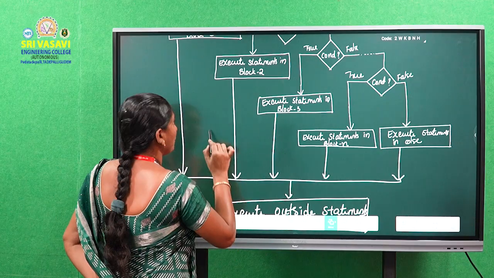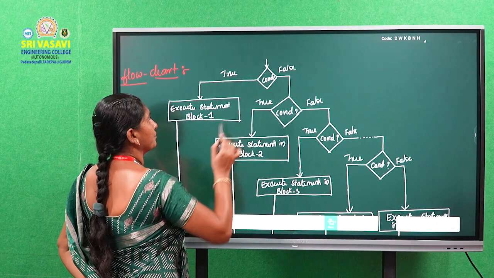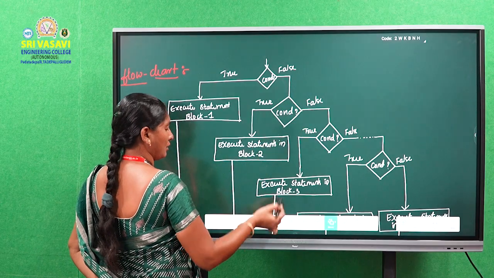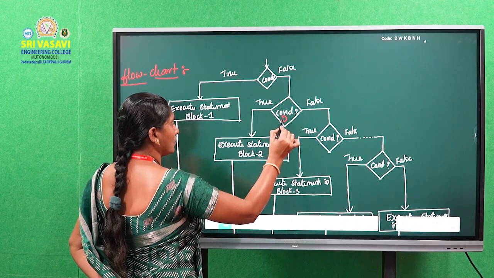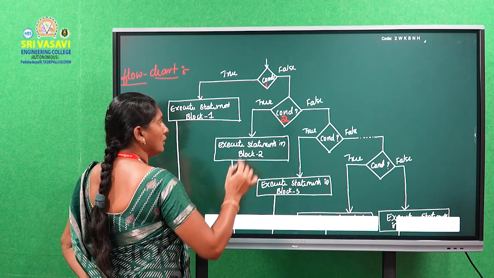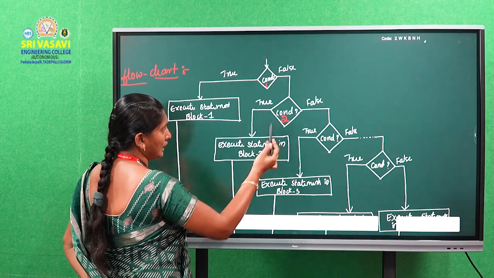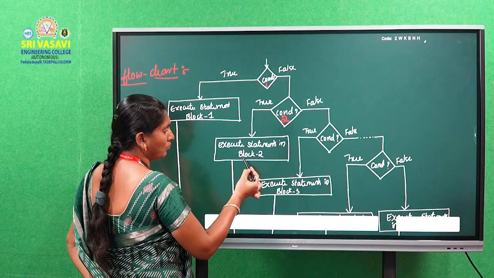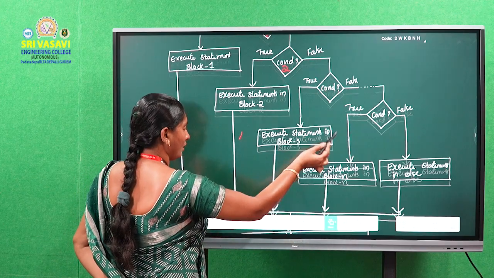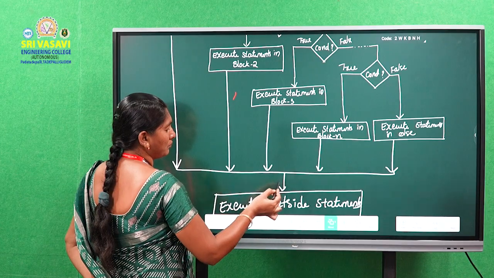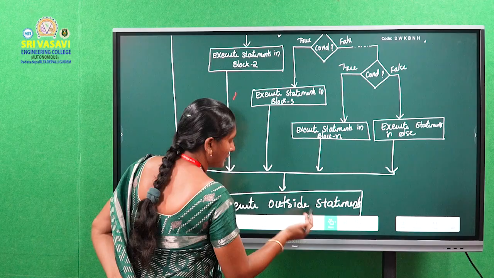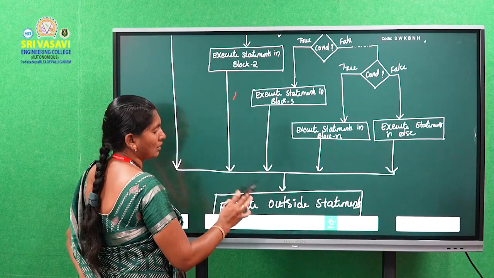Suppose the first condition fails, if this condition is false, we will check one more condition. Let us suppose that condition is true. So if this condition is true, it will execute the statements in block 2. After executing the statements in block 2, directly it will come out of this and execute any statements outside this.